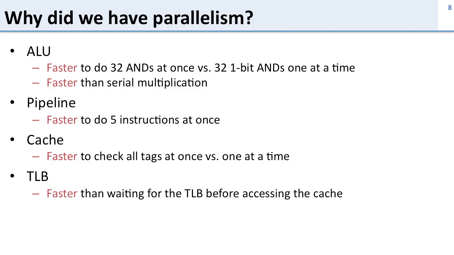So why do we have parallelism? Well, we do parallelism for performance. And this makes sense. So parallelism does multiple things at the same time, and if we do multiple things at the same time, we'll finish faster. But it's also much more complicated, because now we have to keep track of all those things we're doing at the same time.